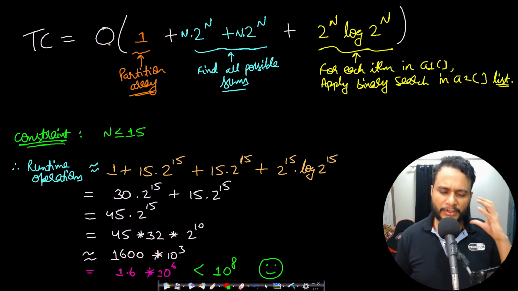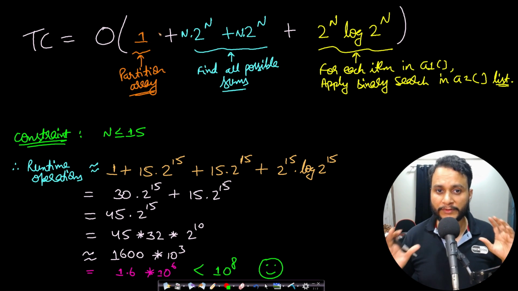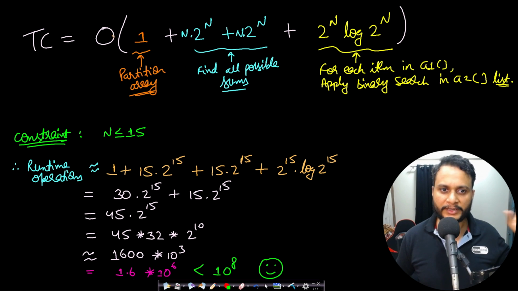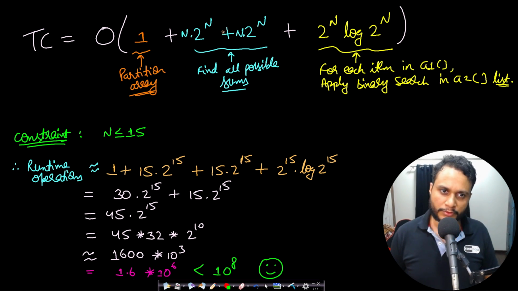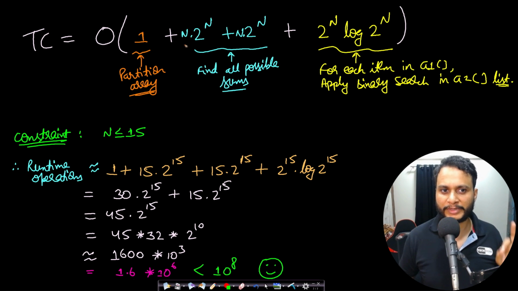The first step, where you were imagining that the array is divided into 2 partitions, is order of 1. The second step, where we were finding all possible sums of the first part and the second part, we will be using bit masking. If you do it by recursion, it will be 2 to the power n, but if you use bit masking, it will be n times of 2 to the power n. I will show you in the code.